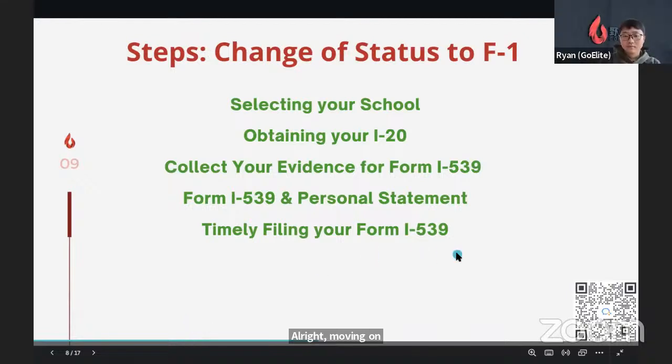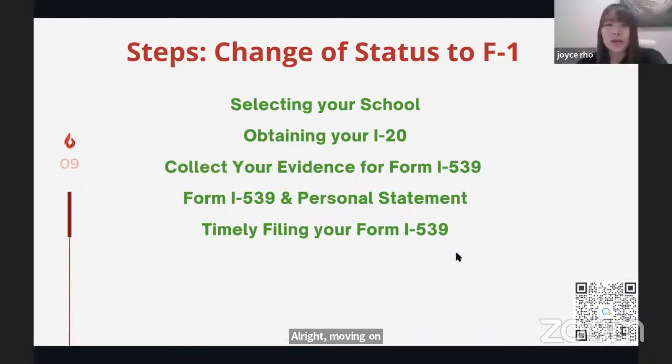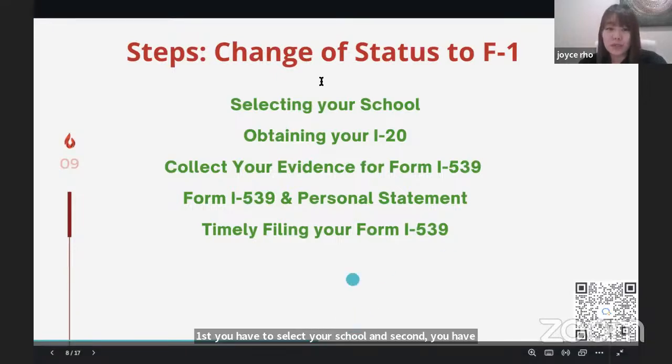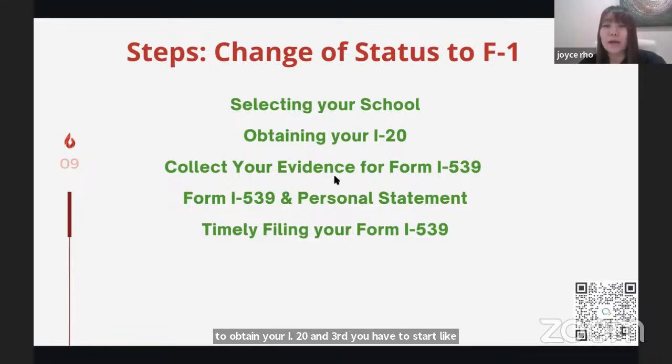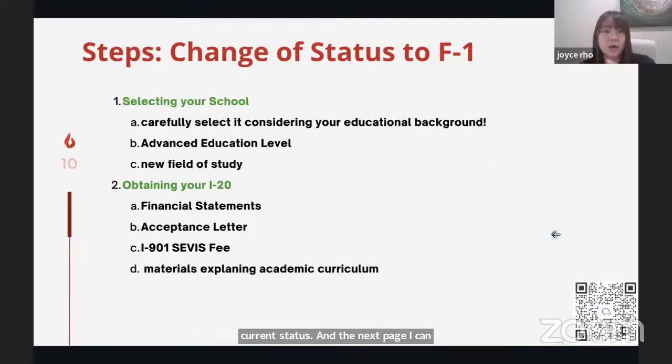So to talk about change of status to become F1 status, I think briefly there are 5 steps. First, you have to select your school, and second, you have to obtain your I-20, and third, you have to start collecting your evidence to fill out Form I-539. And after that, once the evidence is ready, you can fill out the form and then draft the personal statement. And finally, you have to file your form and evidence timely, meaning before the termination date of your current status. And on the next page, I can talk in detail about each step.